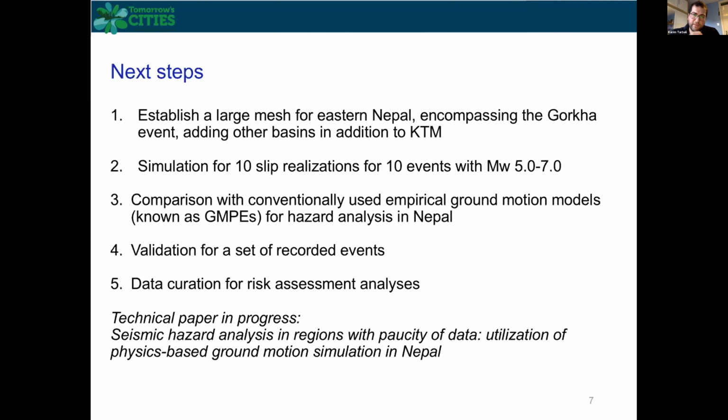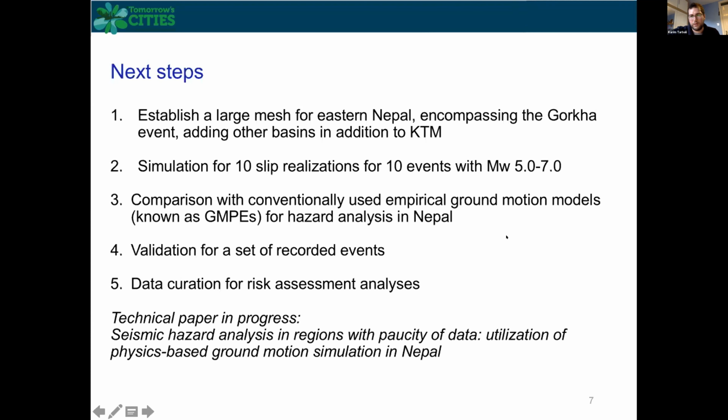And the final step would be to curate the output in a way that is usable for the risk assessment step that, as Carmina highlighted, will start based on the outputs from the seismic hazard and other hazard.